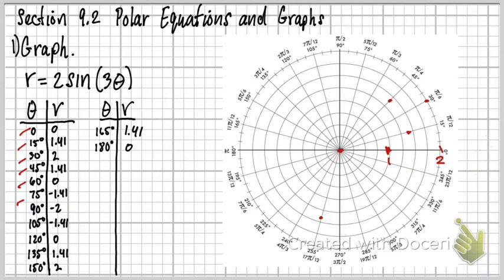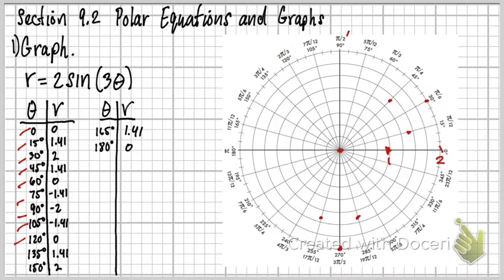Now the next one is going to be pi halves, which is here, and that's going to be negative 2, so that puts me down here. And then the next one, which is here, is going to be negative 1.41 again. So that's going to be here. So it shoots me down this way again. Remember, guys, it's weird when I'm doing those negative radiuses. It throws me off a little bit sometimes. And then if you look at the next one at 120, which is here, it's going to be back at 0.